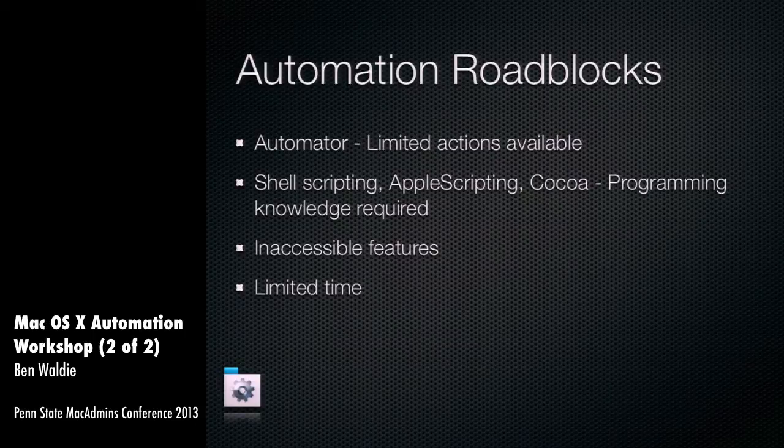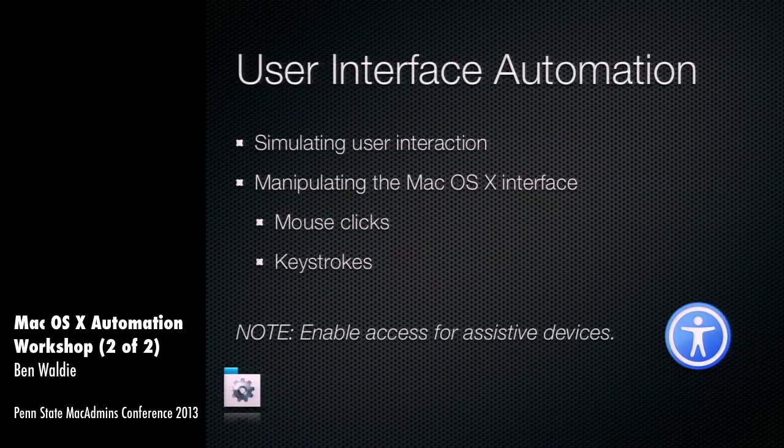And so if you have limited time or something like that, you might want to look at user interface automation. What I mean by that is you're simulating user interaction. You're automating the process of clicking the mouse, selecting, typing keystrokes and things like that a user would do manually. Now, one thing of note: for a lot of user interface automation, you have to have access for assistive devices enabled in the accessibility system preference, or universal access or whatever it's called now. Some companies don't allow this for security reasons, because it could be used to detect somebody's password or something like that. So just be aware of that.